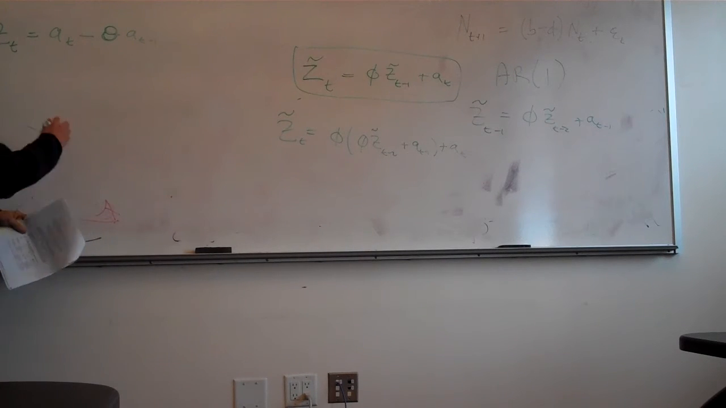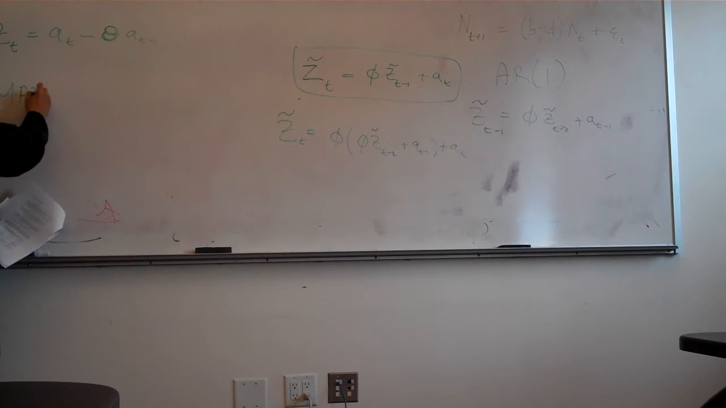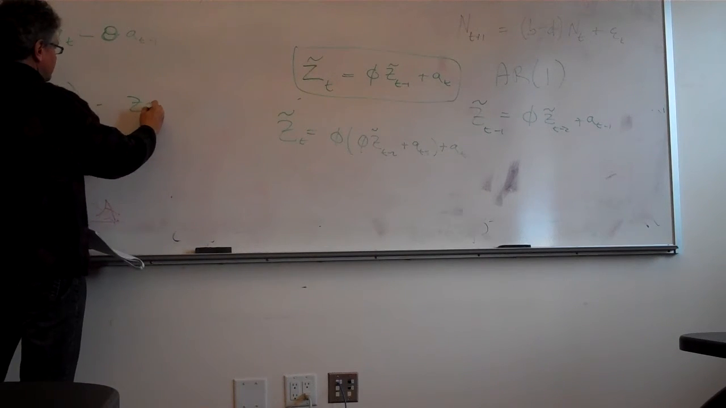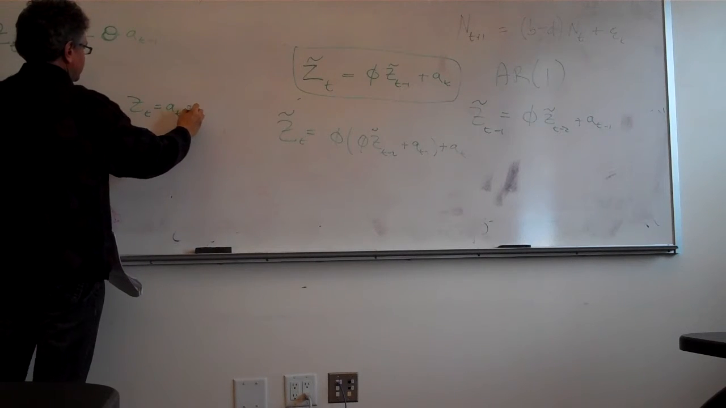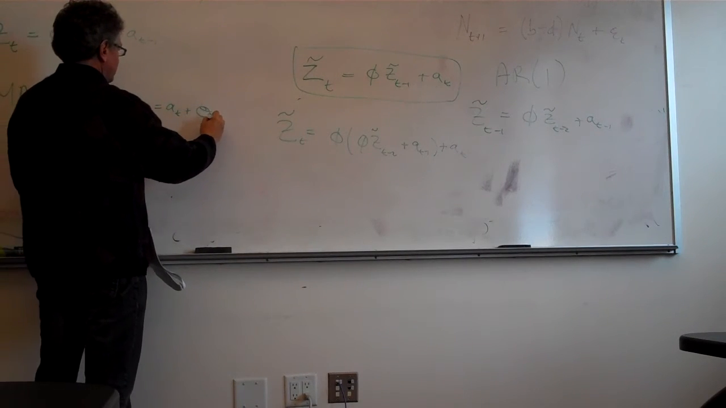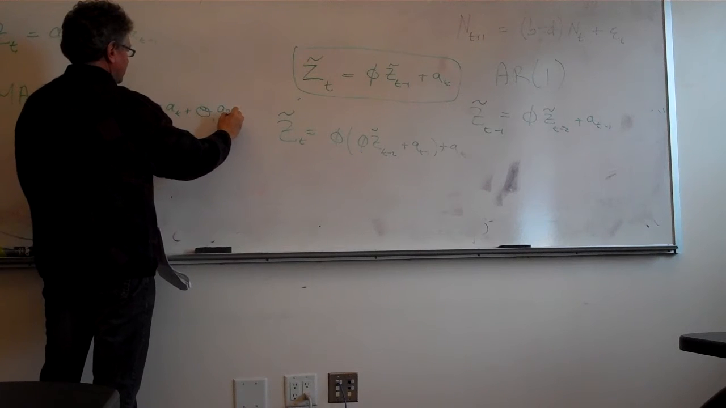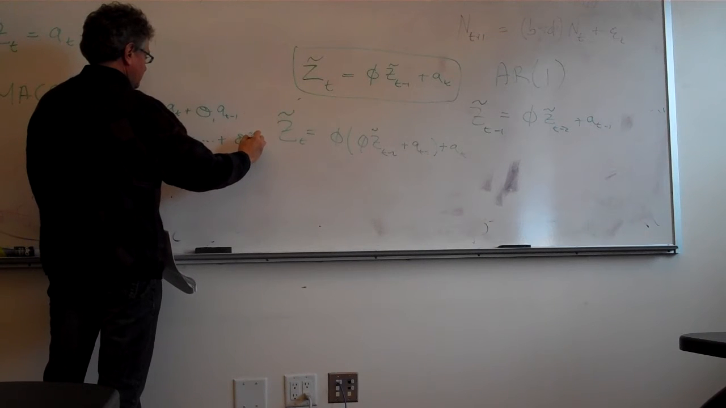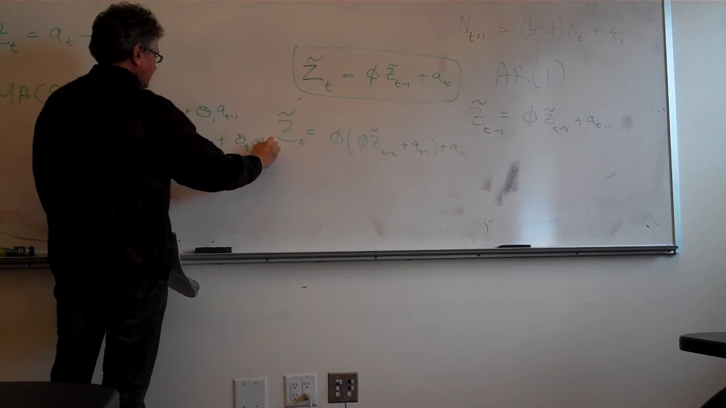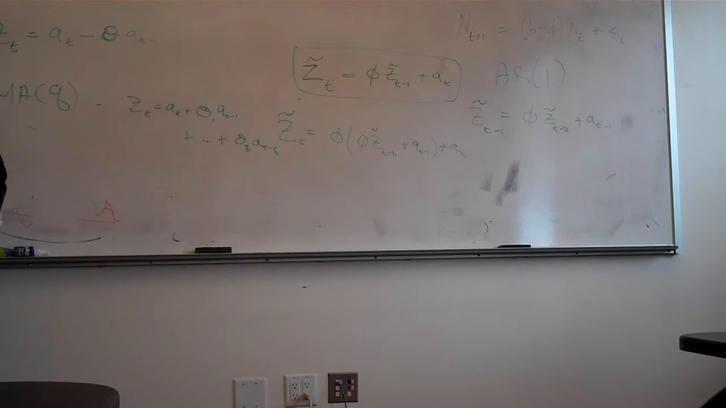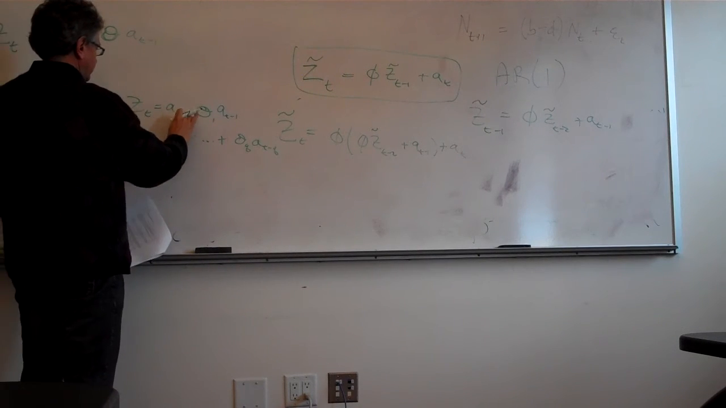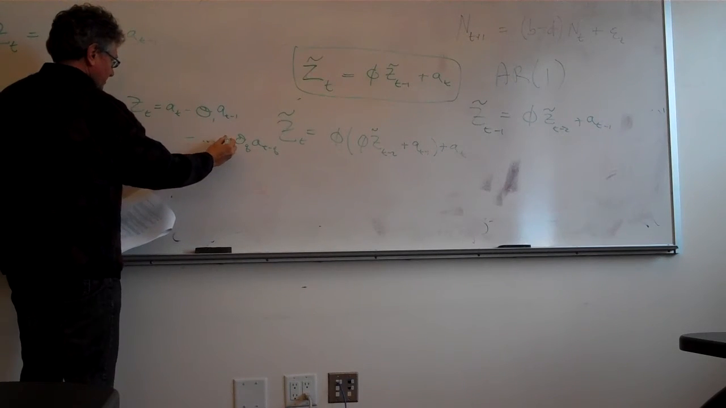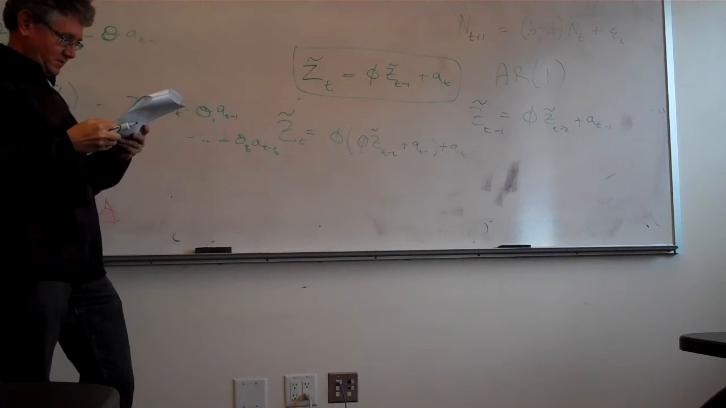And so more generally, an MA(q) model just says that ZT is AT plus theta 1 times AT minus 1 all the way out to theta q times AT minus q. Plus or minus? Sorry, minus. It's an arbitrary convention that I hold. It's hard to remember.